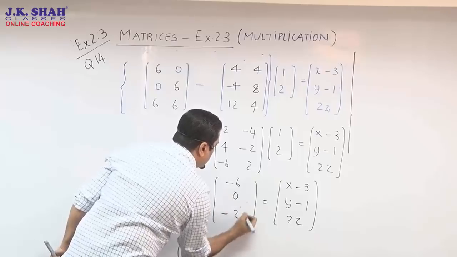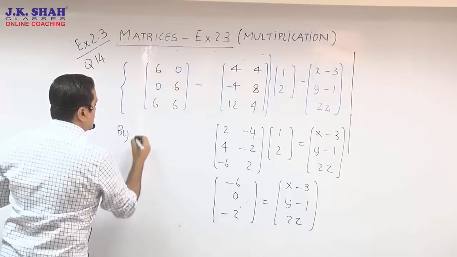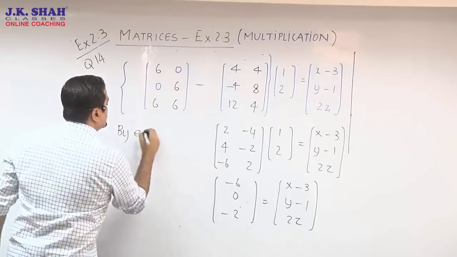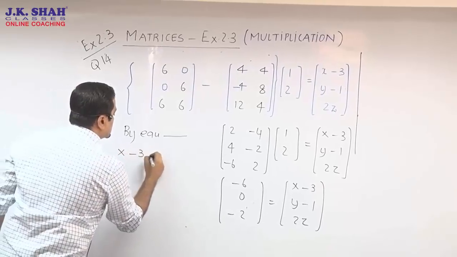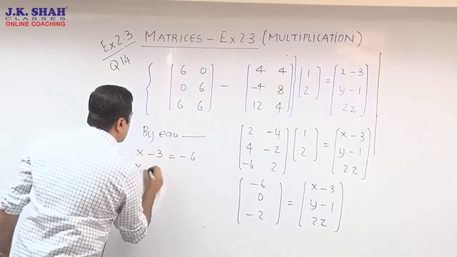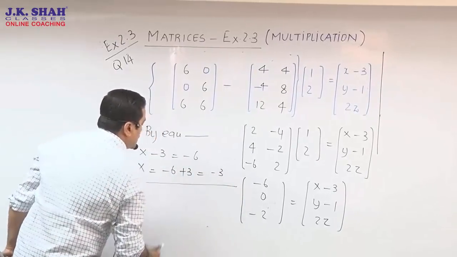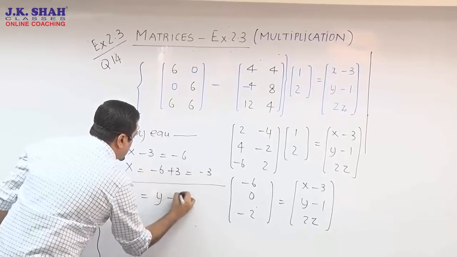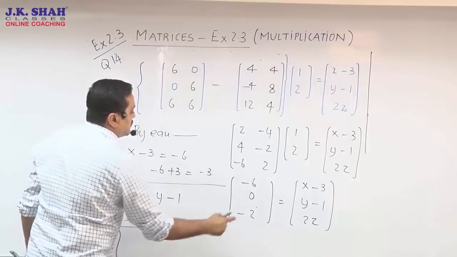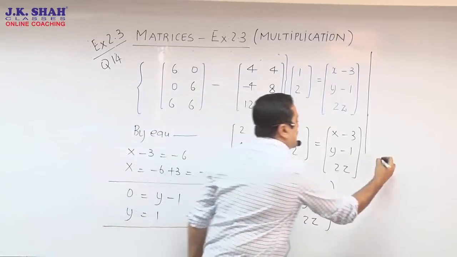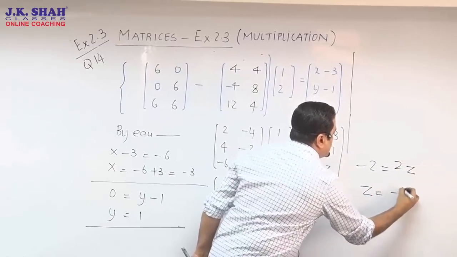And you know what we are supposed to do now? By equality of two matrices, the two matrices are equal, so we need to equate the elements. So by equality of two matrices, we write x minus 3 is minus 6, which gives me x is equal to minus 6 plus 3, that is minus 3. The next 0 is equal to y minus 1, so my y is equal to 1. And the last, minus 2 is 2z. Minus 2 is equal to 2z. So finally z is equal to minus 1.